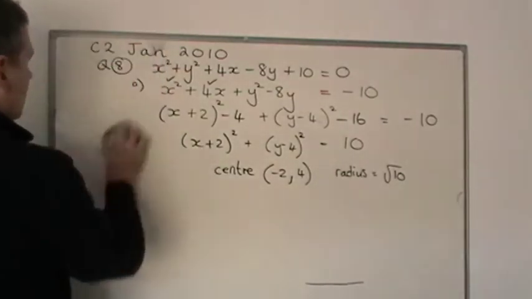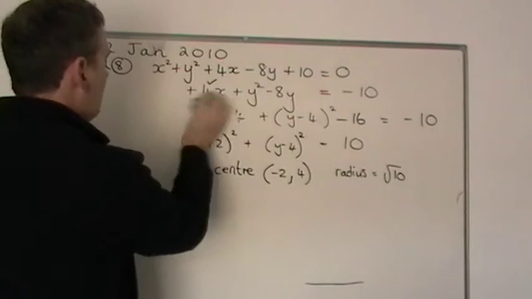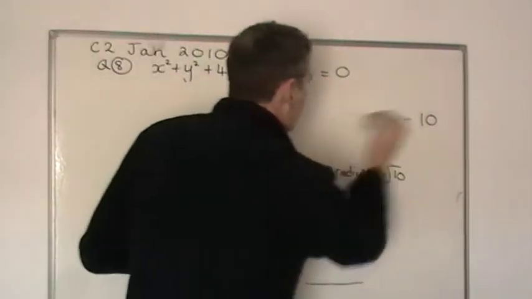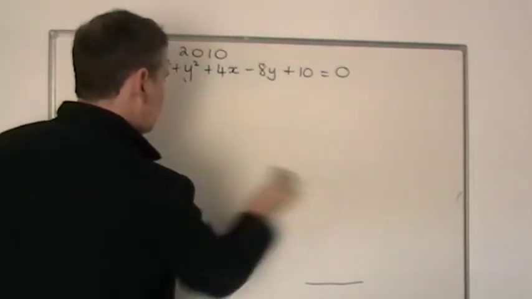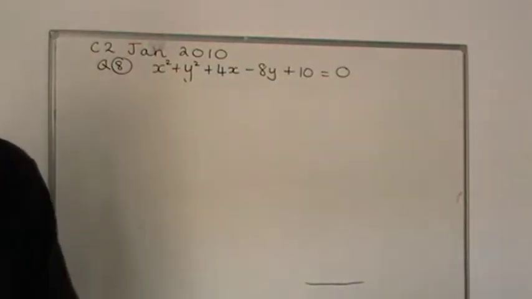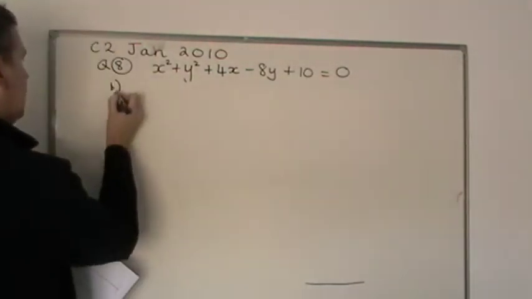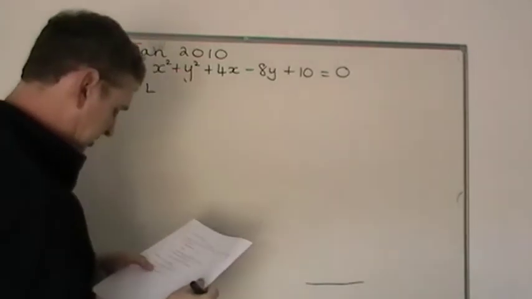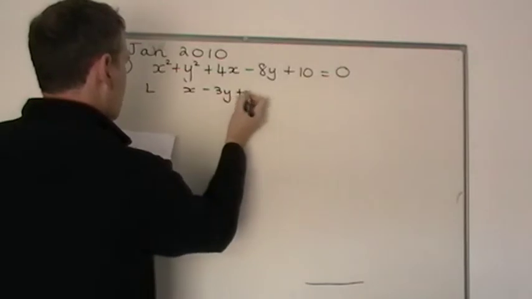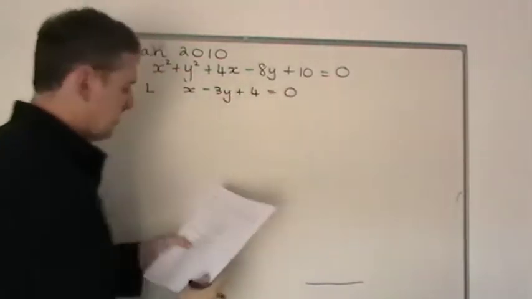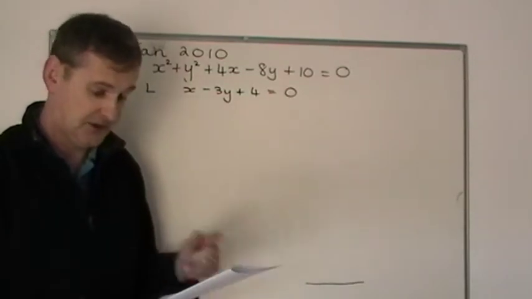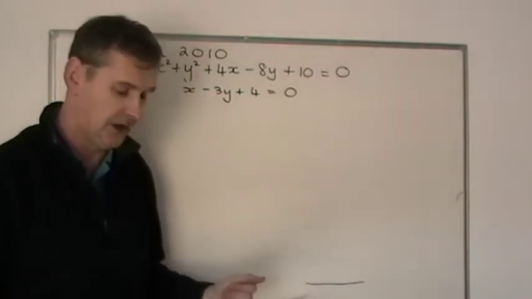Okay, moving on quickly to part B. Part B talks about a straight line called L. And what we've got to do is prove that this straight line L is a tangent to this circle. So here's straight line L, I'll write down its equation. You're told its equation is x minus 3y plus 4 equals 0, like so. And it says show that L is a tangent to the circle for 4 marks. Sorry, part A was worth 3 marks, this is worth 4 marks.